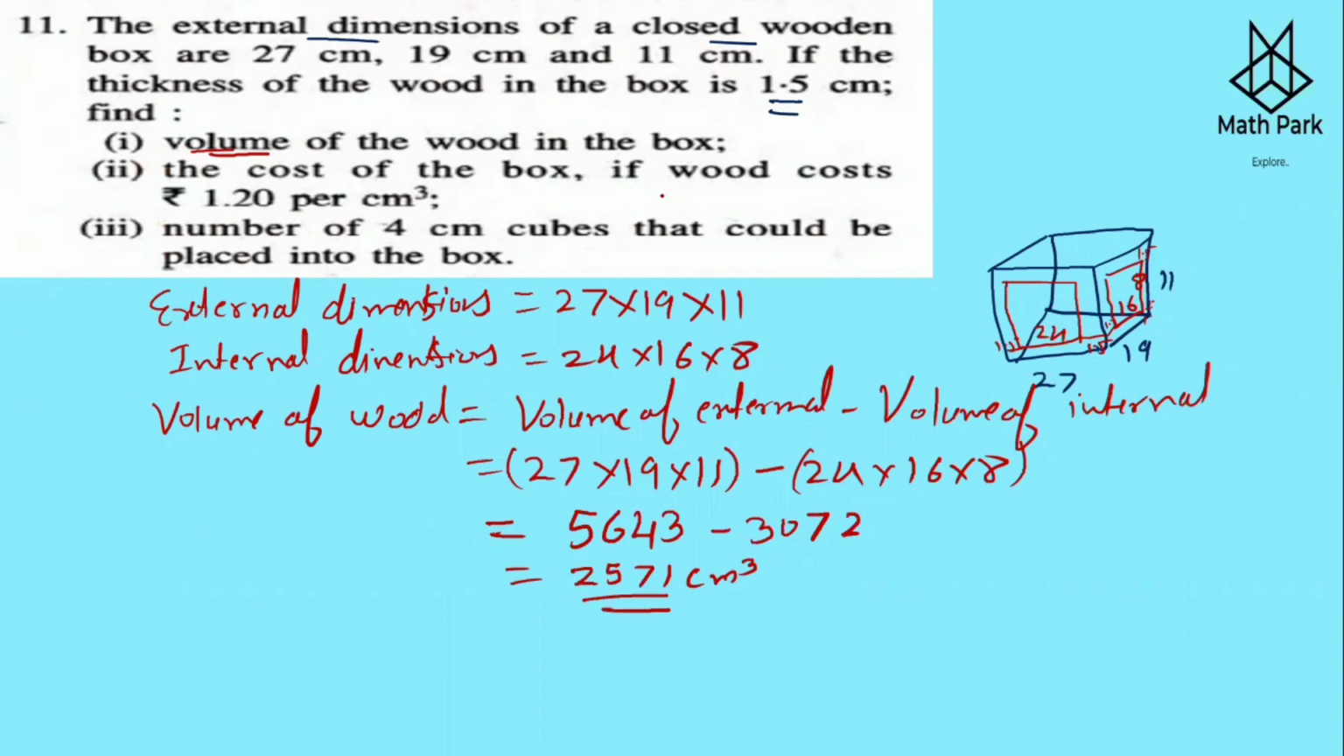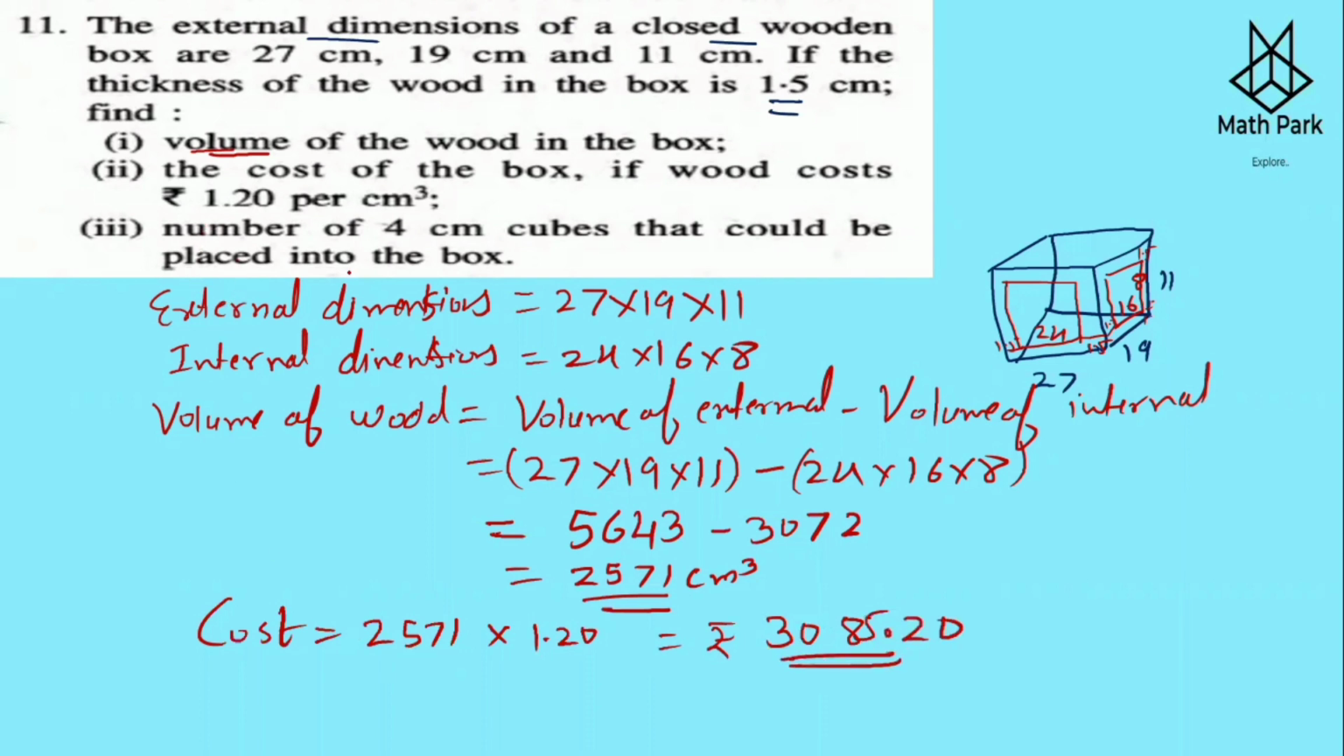Now you are asked to find the cost of the box if the wood costs this. So the cost is equal to volume multiplied by the rate, which is 2571 multiplied by the rate of 1 rupee and 20 paise, which we get as rupees 3085 and 20 paise. Always two decimal places we need to write.